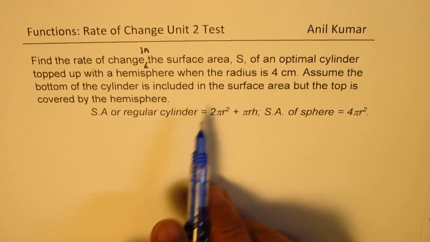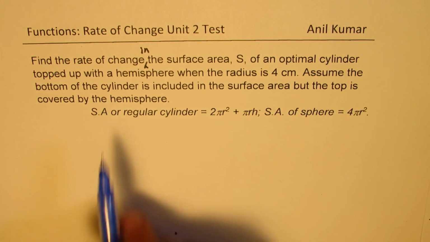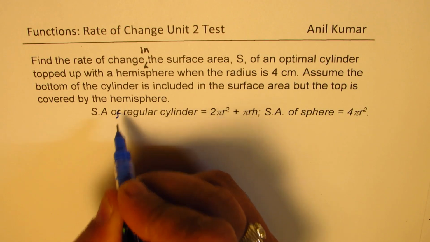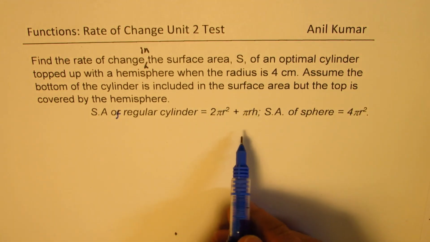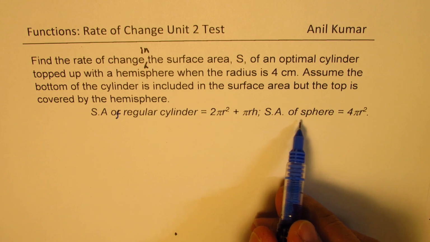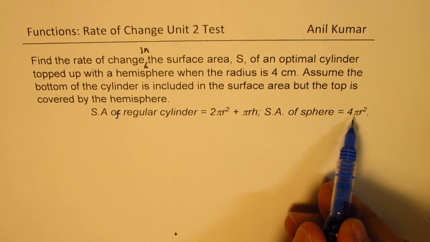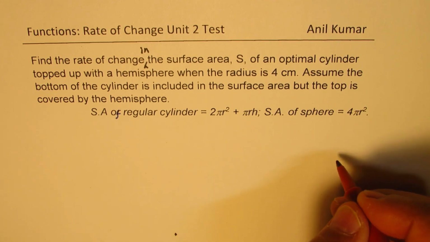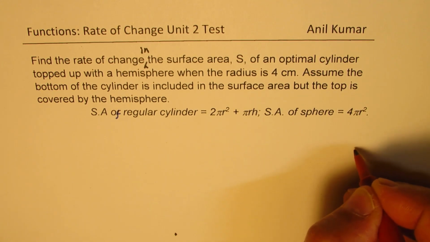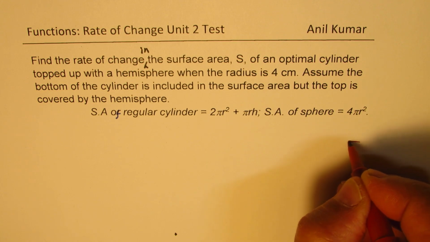Formulas which are related are given to us. Surface area of a regular cylinder is 2 pi r square plus 2 pi r h, and surface area of a sphere is 4 pi r square. You can always pause the video, answer the question, and then look into my suggestions. Now let's sketch the scenario. So we have a cylinder, so we can say the cylinder is kind of like this.